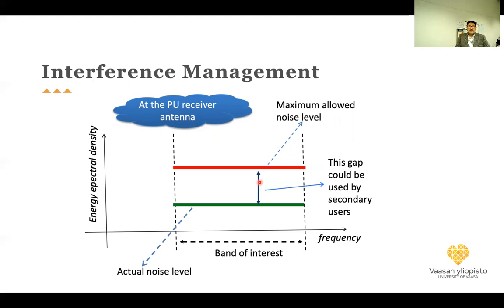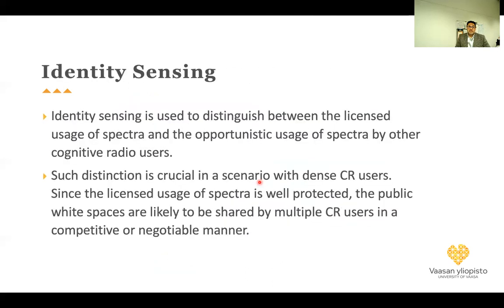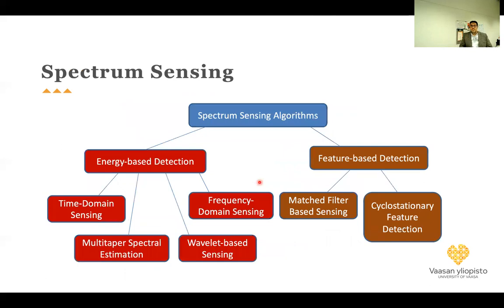And finally, in this topic, we see the spectrum sensing algorithms. We have identity-based or feature-based detection. We have matched filter-based sensing. Matched filter is nothing but having some of the physical layer of the primary user in your secondary user, the secondary receiver.